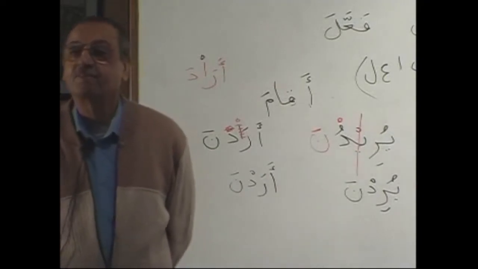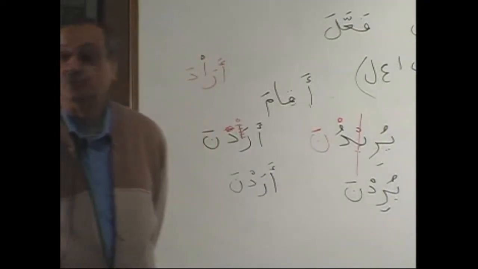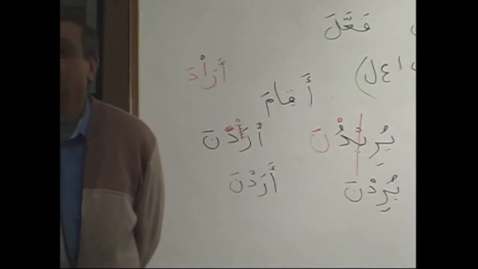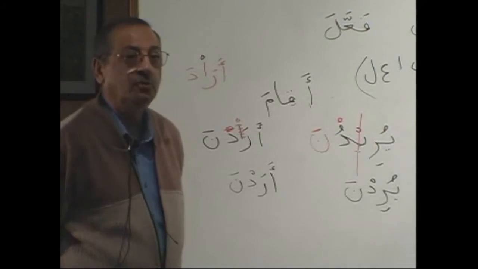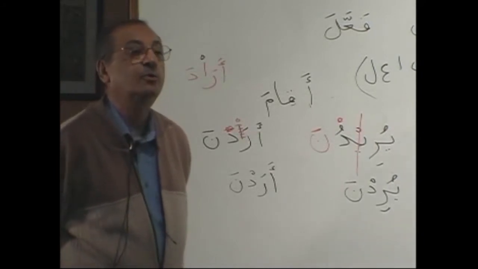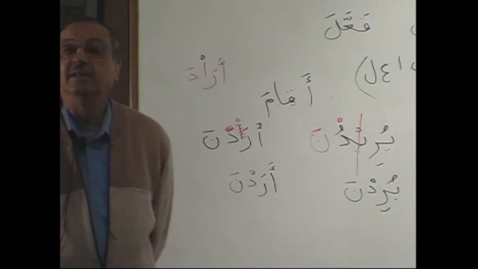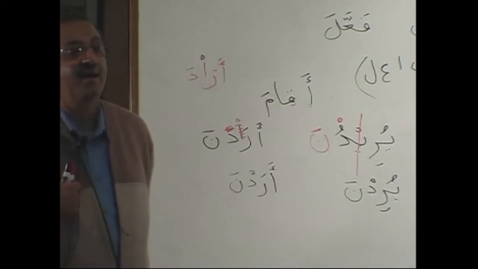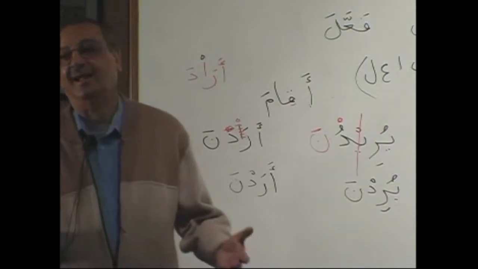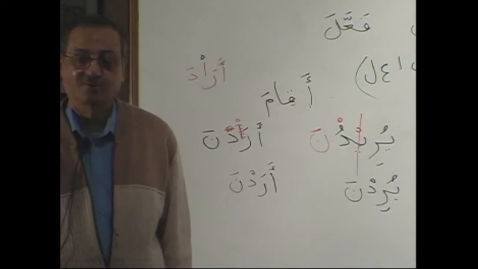Let us start from the top. Yuridu, yuridani, yuriduna, turidu, turidani, yuridna. Then anta, turidu, turidani, turiduna, anti, turidina, turidani, antunna, turidna, ana uridu, nahnu nuridu. Are you with me, brothers and sisters? We are not going into the command form.